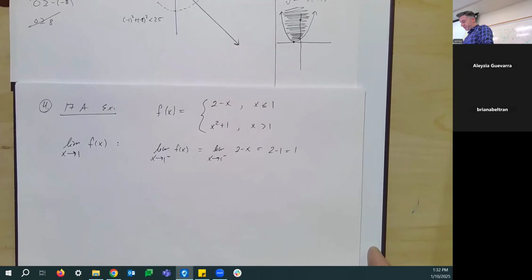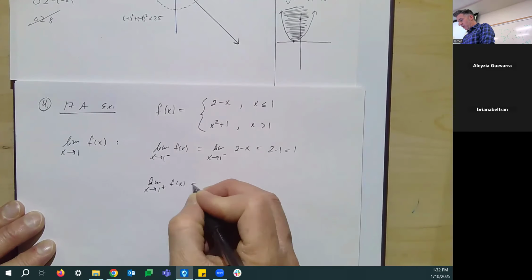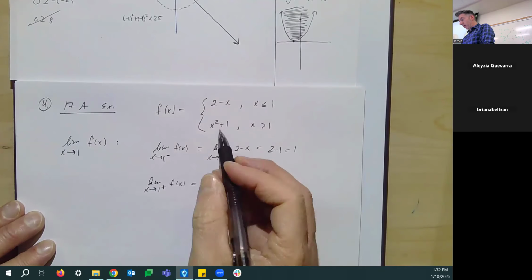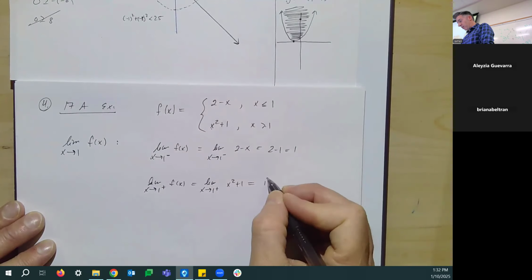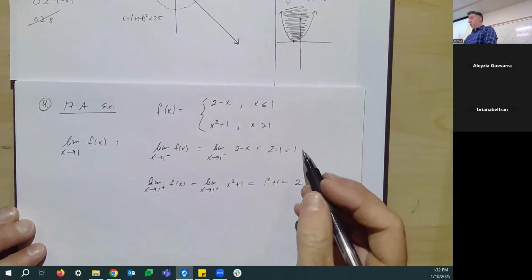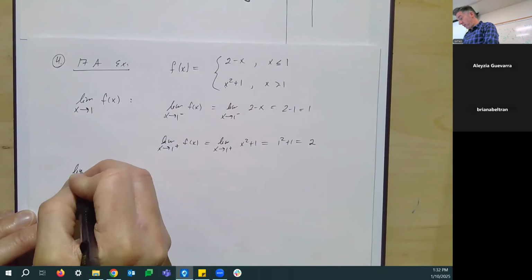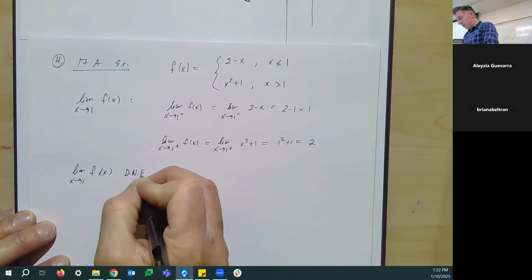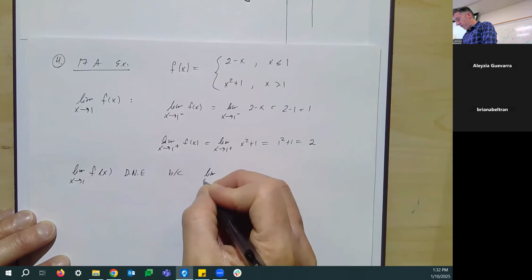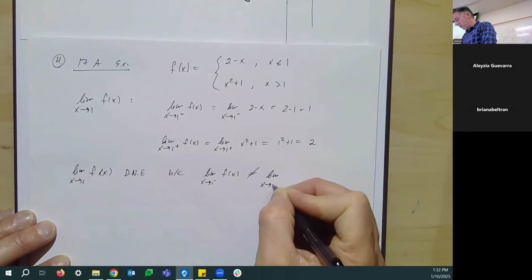On the other side, the limit as x approaches 1 from the right of f of x, we use a piece of the function where x is bigger than 1, which is x squared plus 1. We again substitute 1 in for x, and we get 1 squared plus 1, which is 2. Those aren't the same, right? The limit from the left and the limit from the right aren't matching up, so the limit doesn't exist. So we say, the limit as x approaches 1 of f of x does not exist because the limit from the left and the limit from the right don't have the same value.